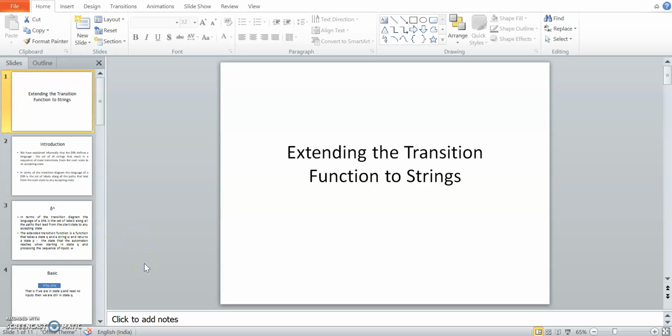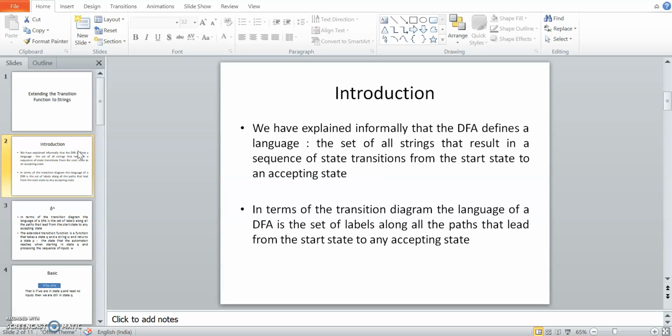Hello, today we are going to see extending the transition function to the string. We already know what the transition function is while studying finite automata. Now, formally, a DFA, that is a deterministic finite automaton, defines a language, which is nothing but the set of all strings that result in a sequence of state transitions from the start state to the accepting state. In terms of the transition diagram, the language of a DFA is the set of all labels along all the paths that lead from the start state to any accepting state.